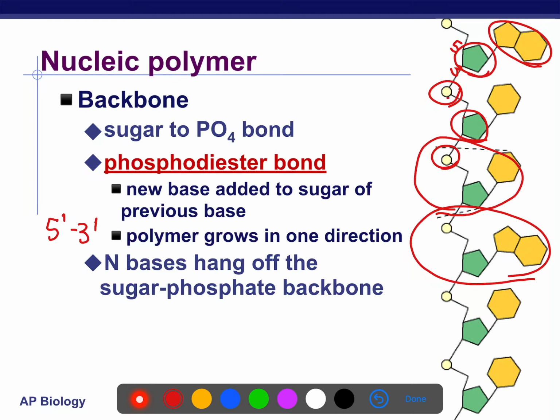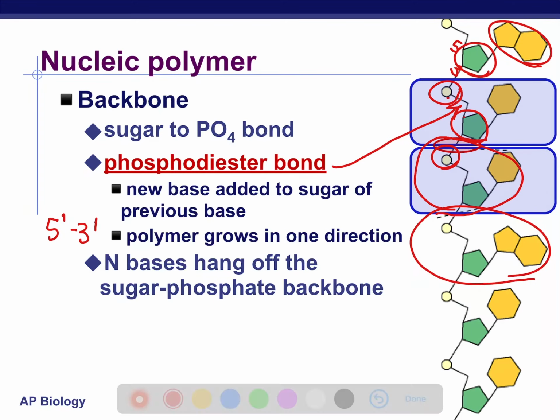And this link between the phosphate and the sugar is called a phosphodiester bond. And we call this usually like a sugar phosphate backbone. The sugars and phosphates that are all connected together that make up kind of the side of the ladder.